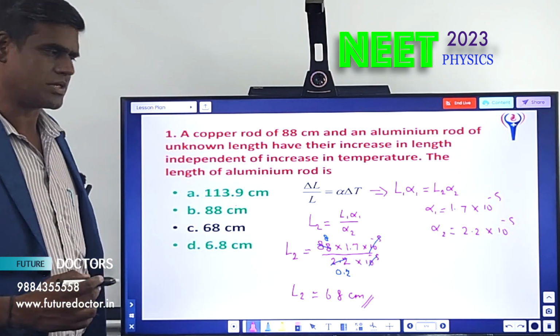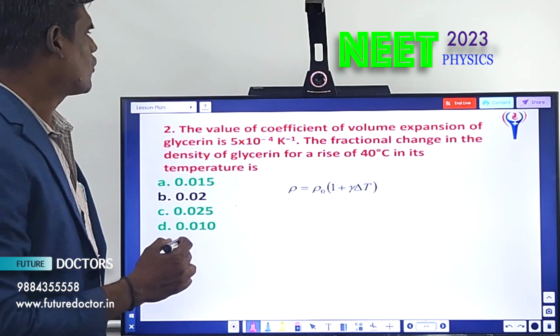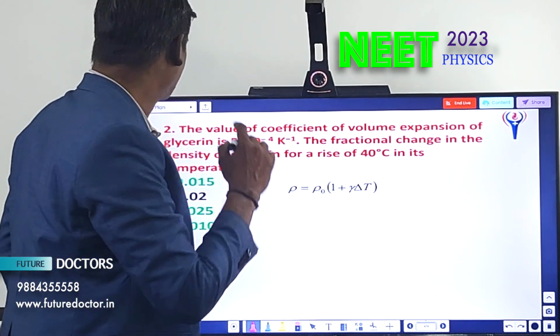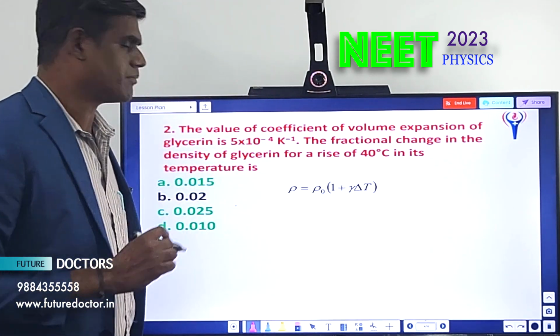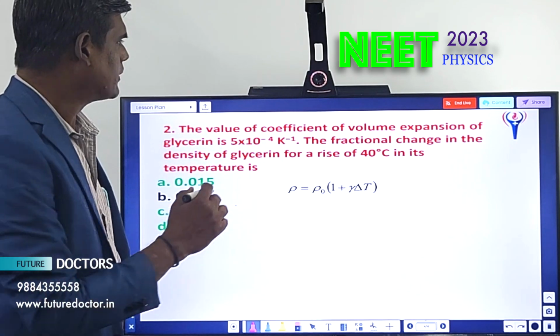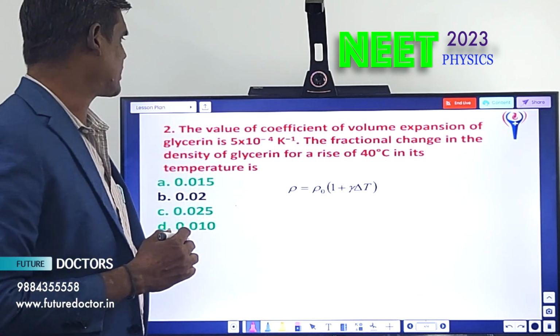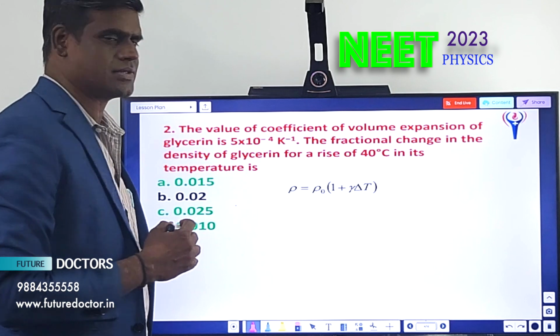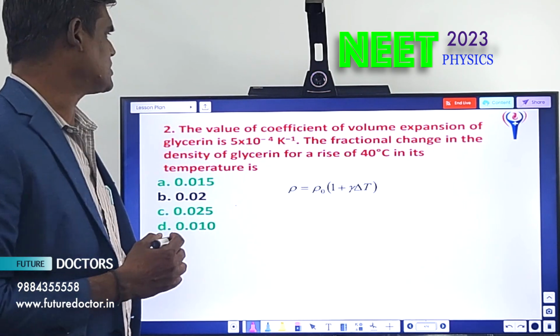Let's move to question number 2. The value of coefficient of volume expansion of glycerin is 5 into 10 power minus 4 per Kelvin. The fractional change in density of glycerin for a rise of 40 degrees Celsius in its temperature is dash.